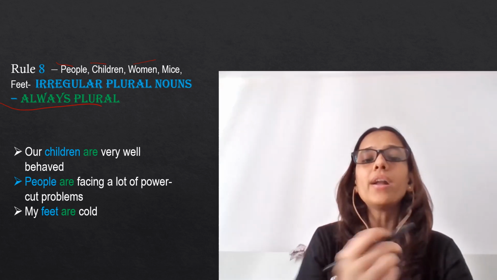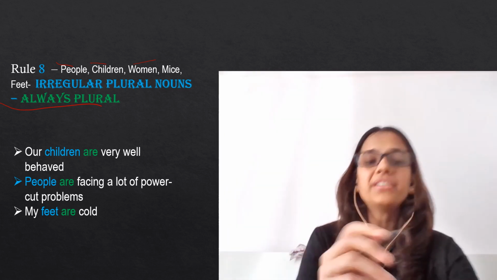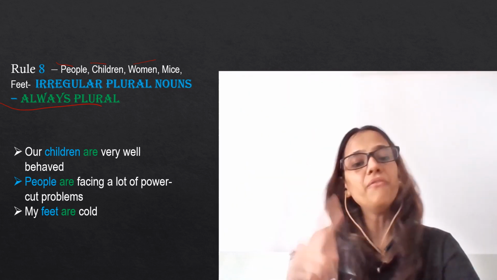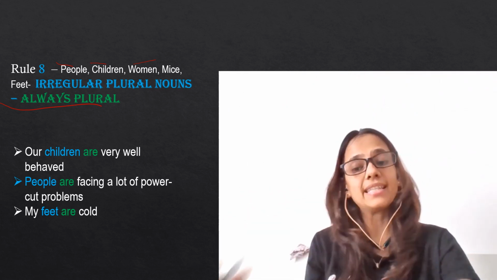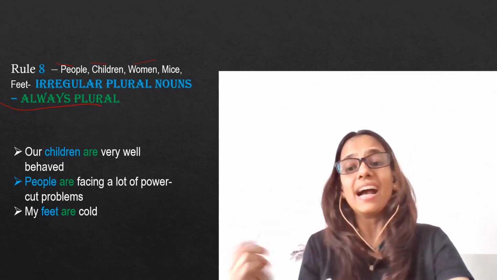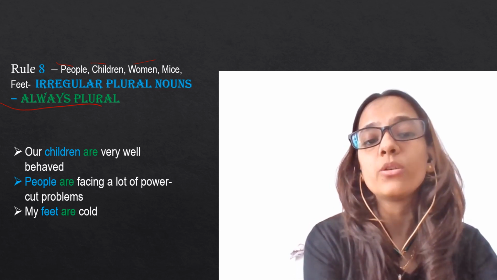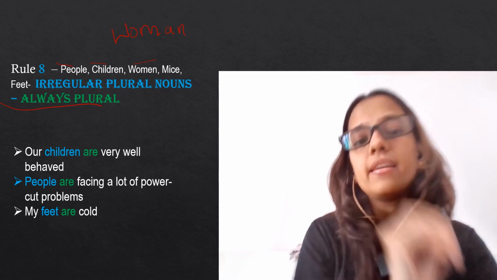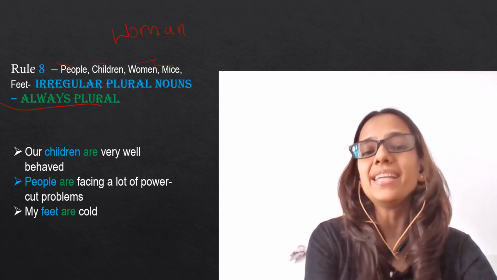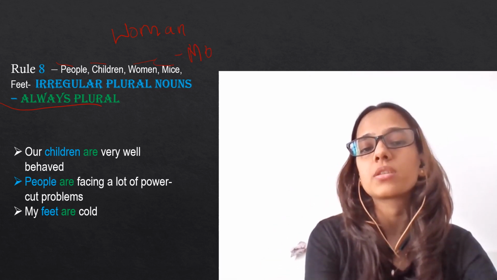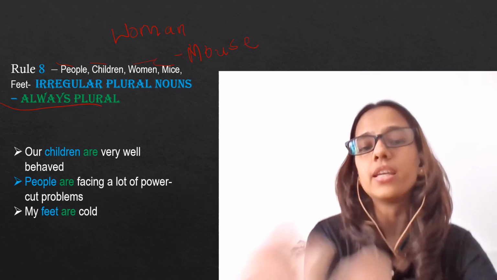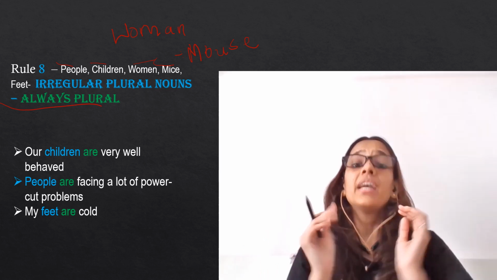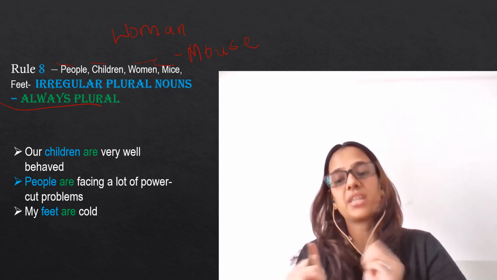Now, people we say as plural. What will be the singular? We say person. Children is again plural, the singular is child. Women is plural, and what would be the singular? I will say woman. If I'm talking about one mice, my singular would be what? Mouse. Are you understanding? Feet, the singular will be what? Foot.